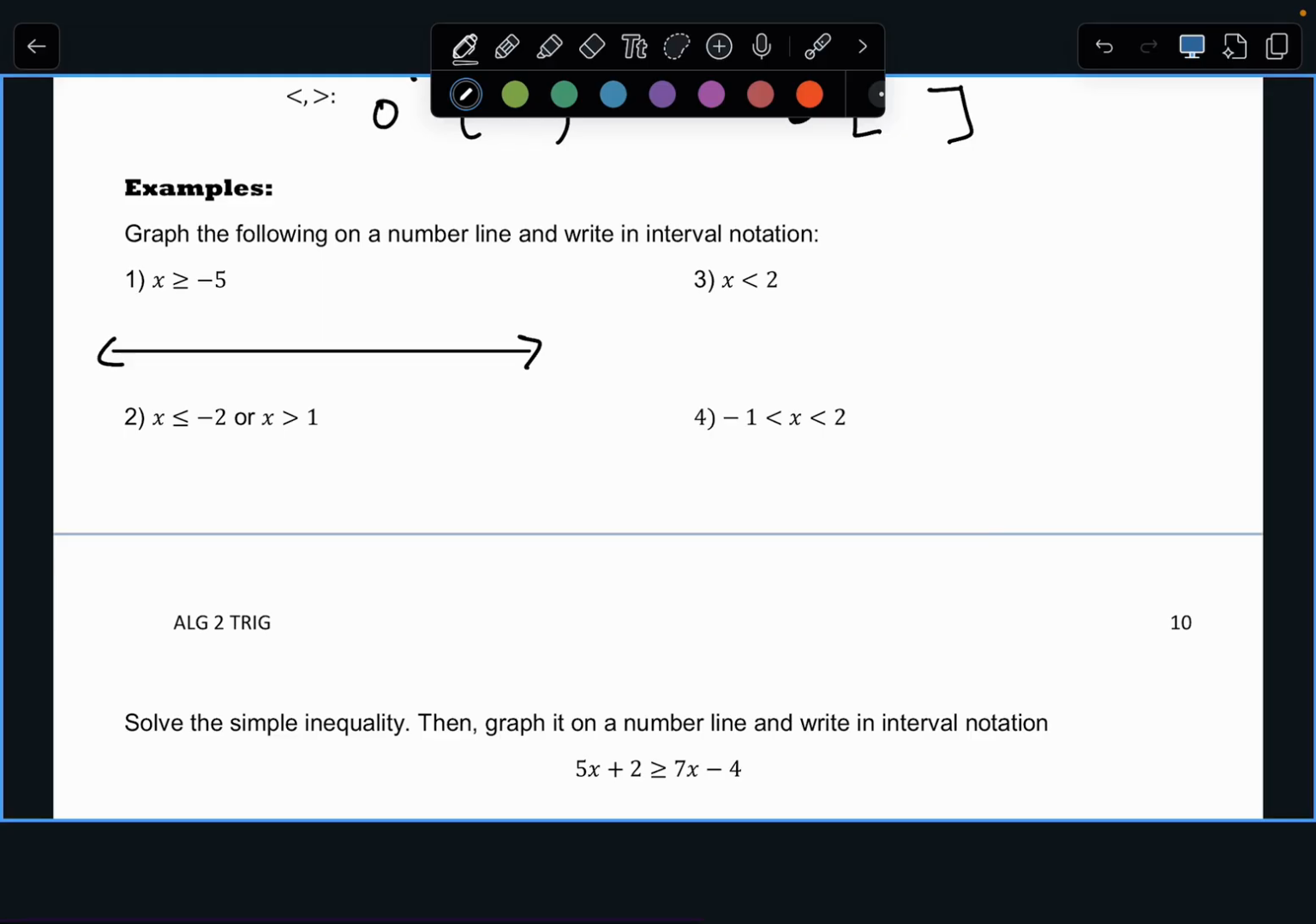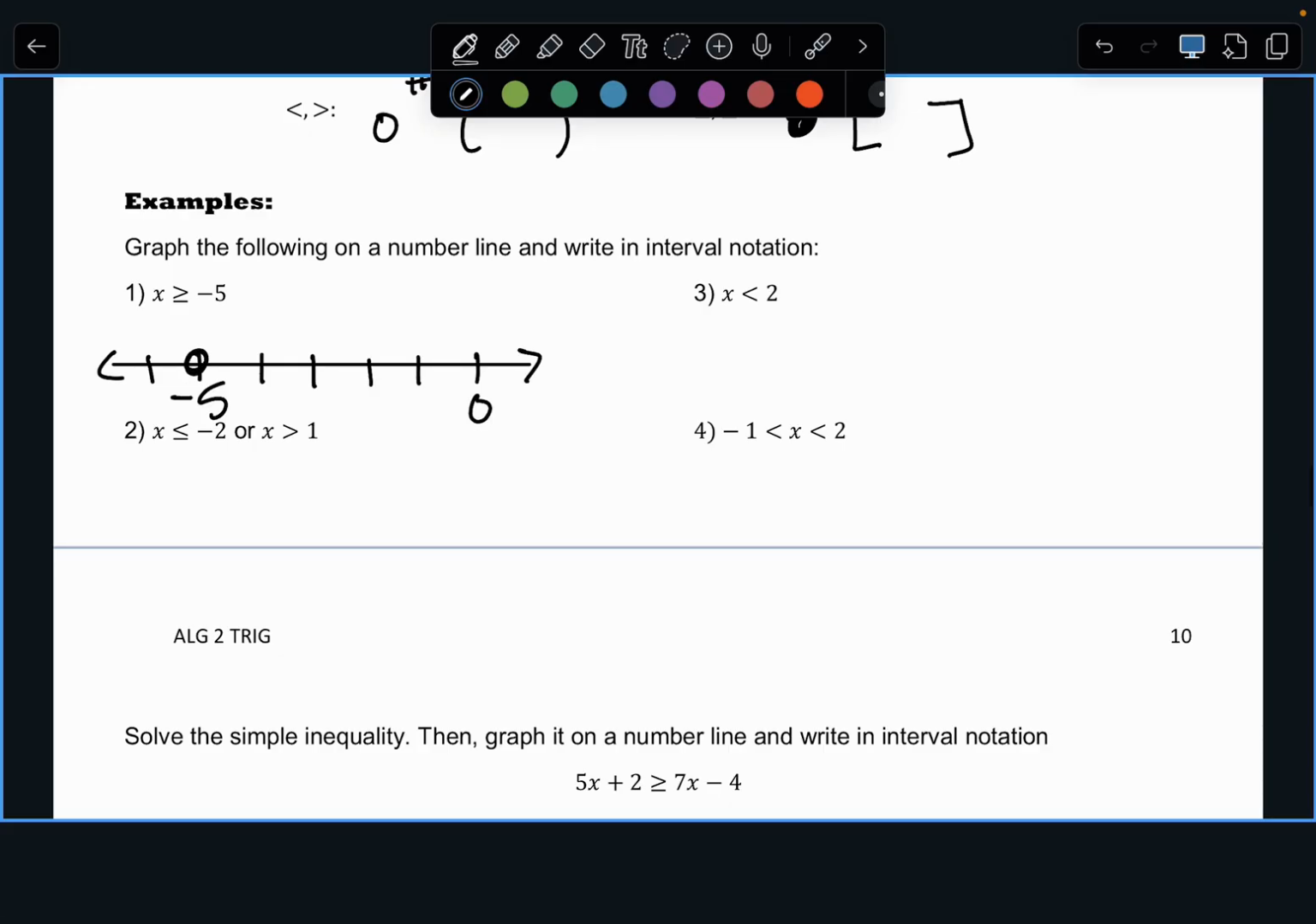Okay, what number has to go on my number line? -5. Let's plot it. There's -5. Let me maybe plot a few more for good measure. But again, most of these will be given to you. Okay. Where is one of my endpoints? What number? Where should I put the circle? It's not a trick question. -5. Open or closed? Closed. Okay. Let me do this in a different color.